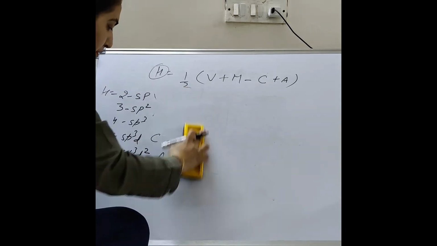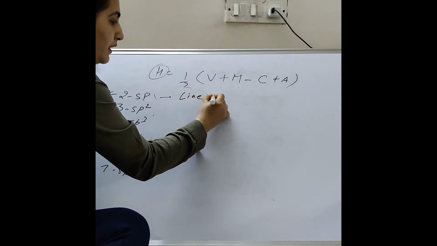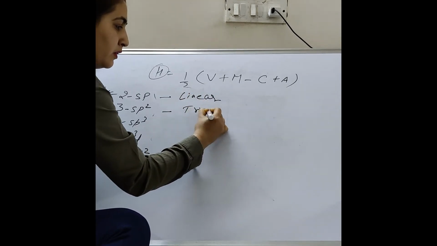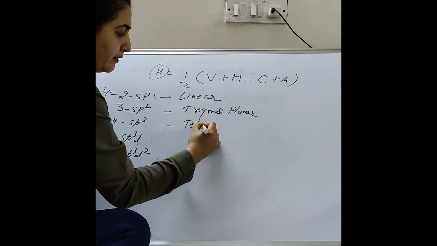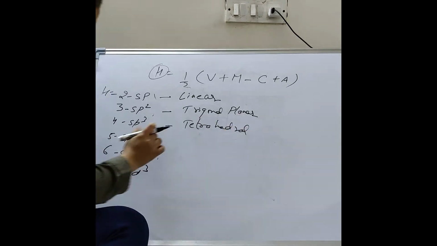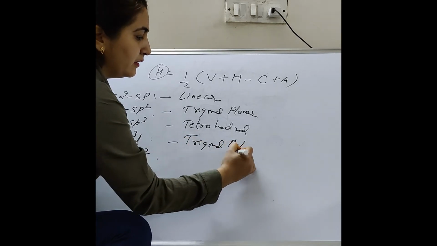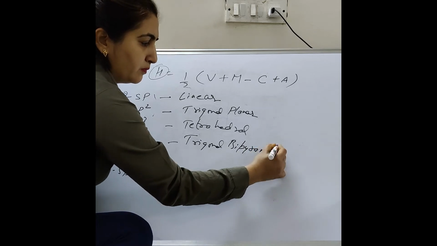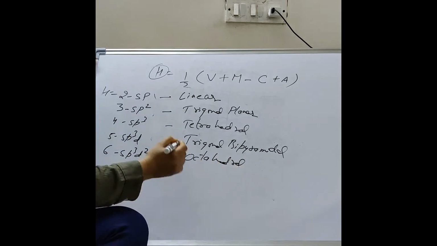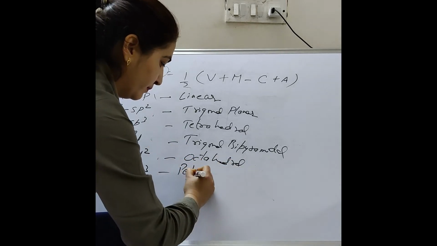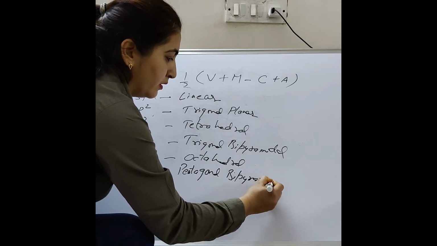and let us also see the shapes. If it is sp, it will be linear shape, sp2 trigonal planar. In case of sp3, 4, it will be tetrahedral shape, 5 trigonal bipyramidal. In case of 6, it will be octahedral, and 7, it will be pentagonal bipyramidal. Let us start.